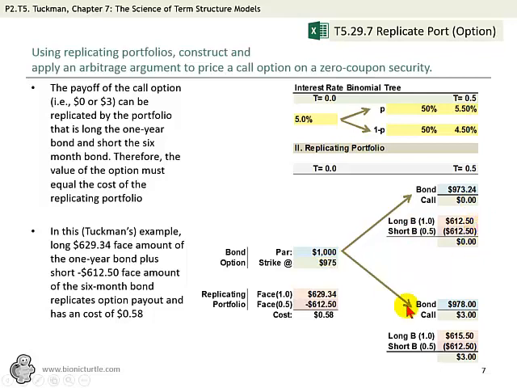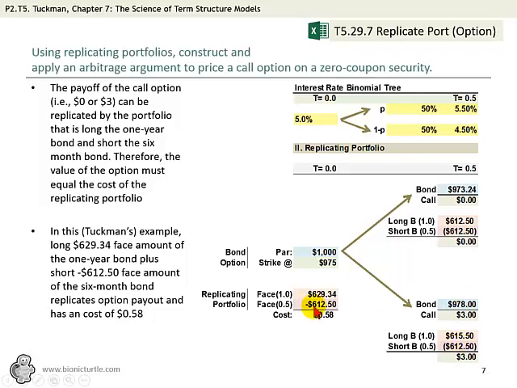What if we go down? If we go down, then the bond price will be 978. Remember, that's with the lower interest rate, so the higher price. And that call has a value of $3, intrinsic value 978 minus 975. That same replicating portfolio, face amount long, face amount short, is going to have, the long bond's going to have 629.34 multiplied by 978 divided by 1,000. It's going to have a value of 615.5. And again, that short 6-month bond is going to have the same value because it's maturing.